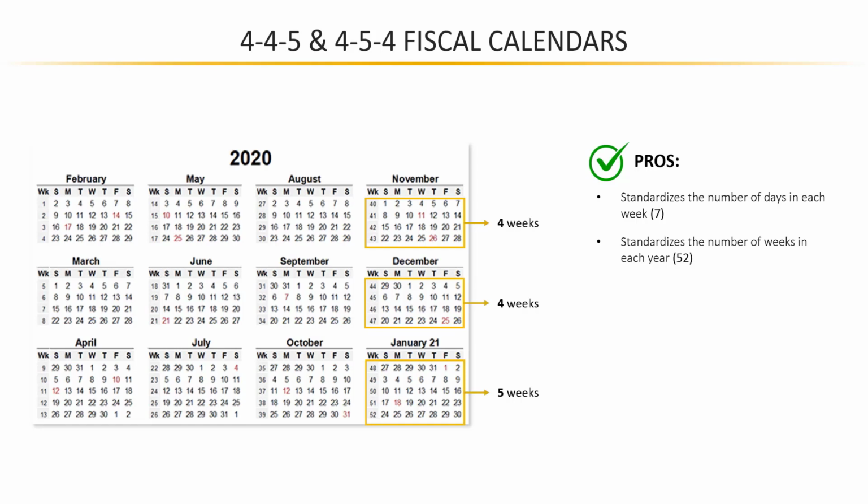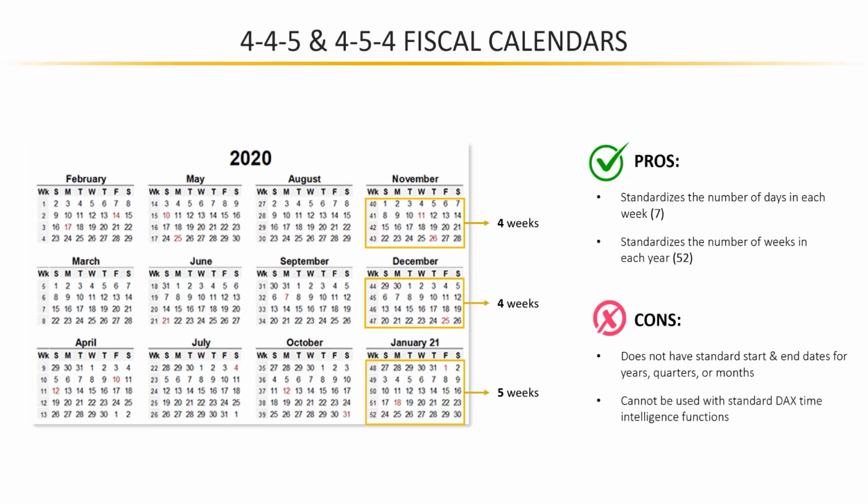But there are a couple of downsides when using these calendars. First, they don't have standard start and stop dates. And second, they can't be used with standard time intelligence functions. Houston, we have a problem. All right, so what do we do now? Well, this is where our custom calendar fields and our friend DAX come into play.